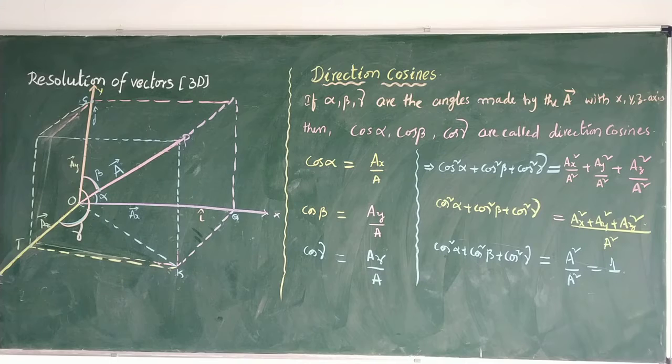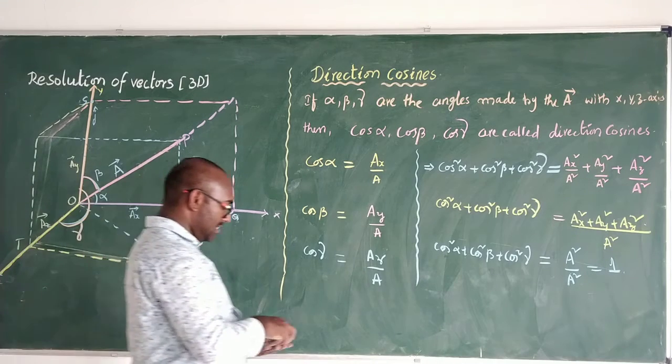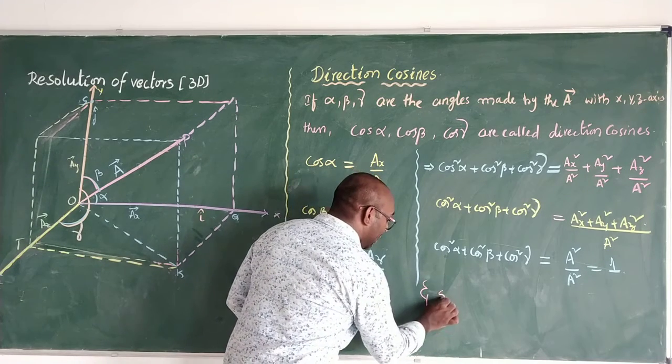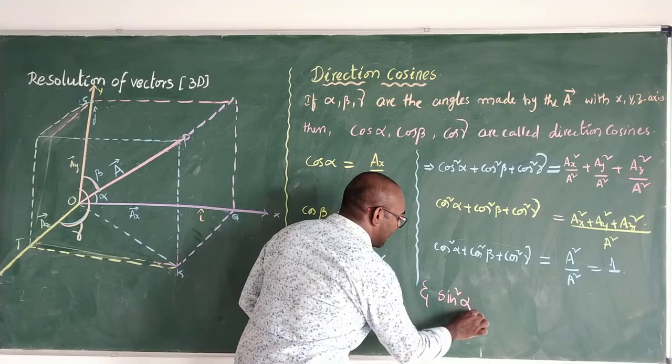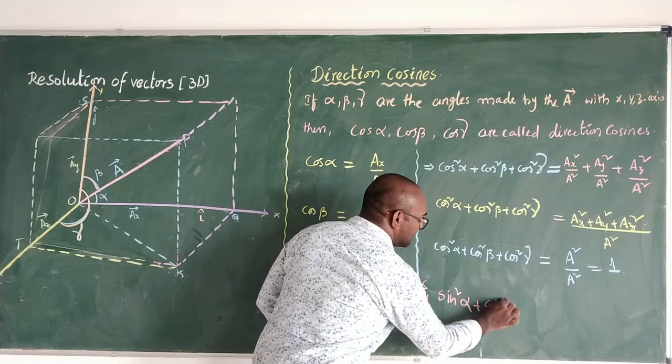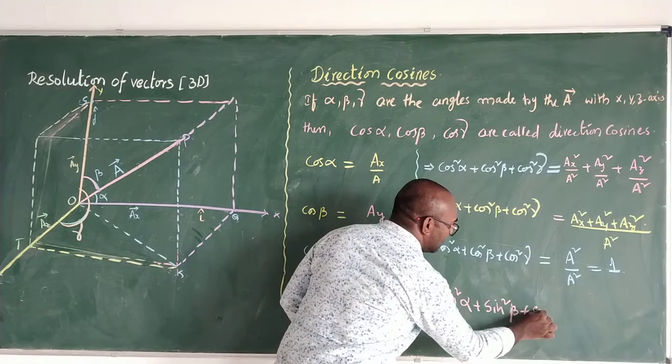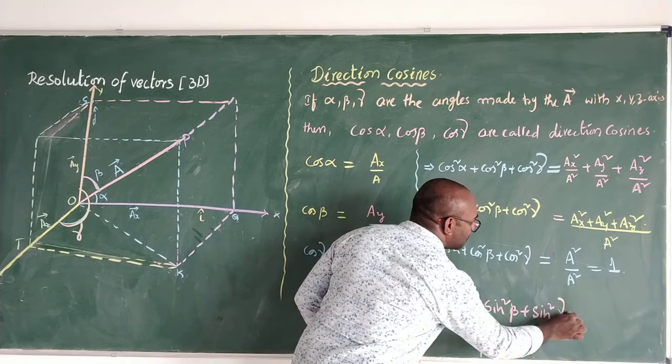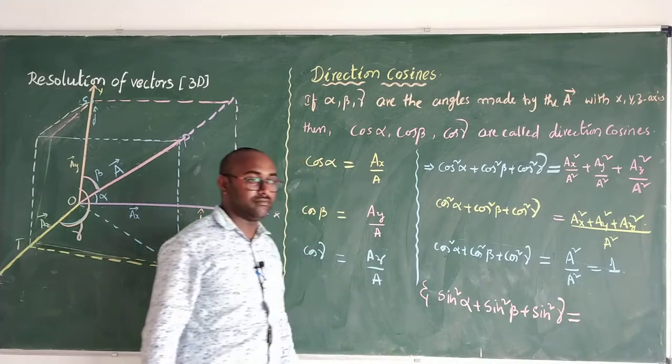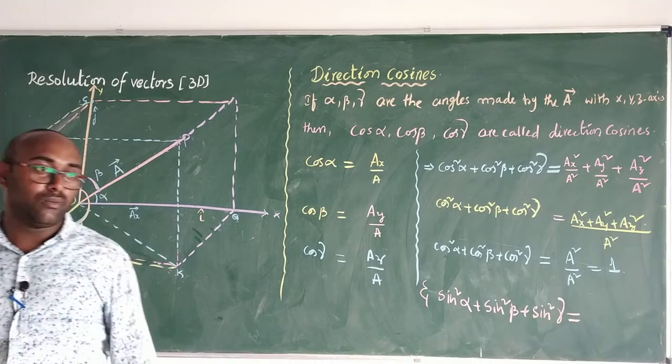Is equal to how much? 1. Similarly, please find out sin square alpha plus sin square beta plus sin square gamma is equal to how much? 1, sir. 1. Why 1?